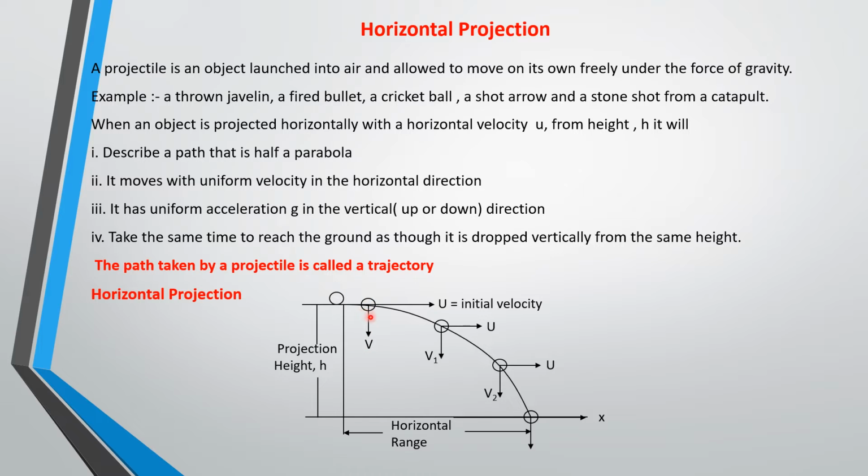Then the time it will take to reach the ground is the same time it will take to drop freely from here. And the path that this object describes is called a trajectory. The path taken by a projectile is called a trajectory. That is this part of the object that is falling, that is projected from this height. This part is called a trajectory.